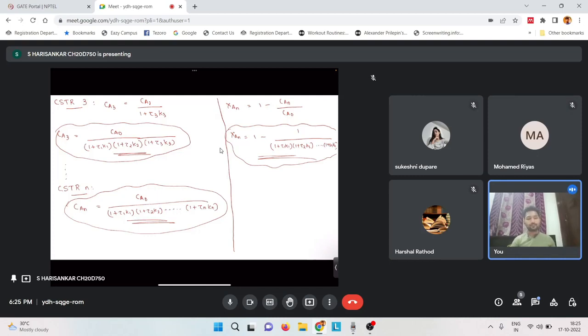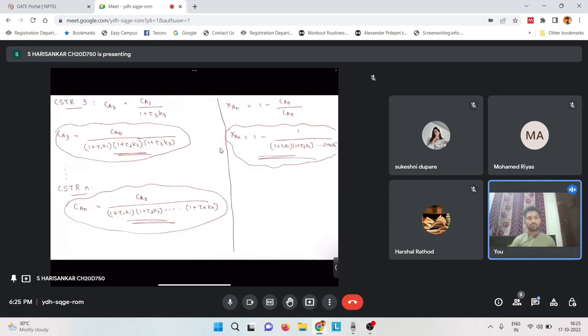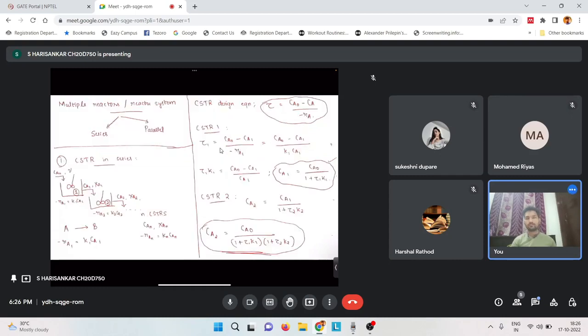So basically that's what we did here, right? The above written conversion formula is only for CSTR, because the design equation that we use there is the CSTR design equation. We are using the CSTR design equation to derive this equation. If we wanted to do this for a PFR, we would have to use the design equation for PFR. We will come to that. So this general equation that we just found here is only for CSTR.